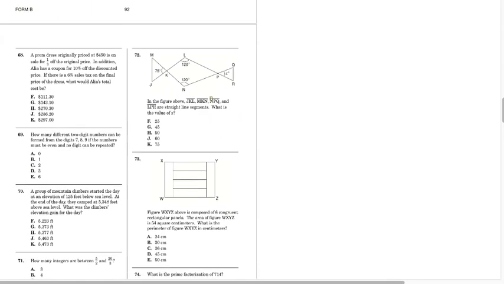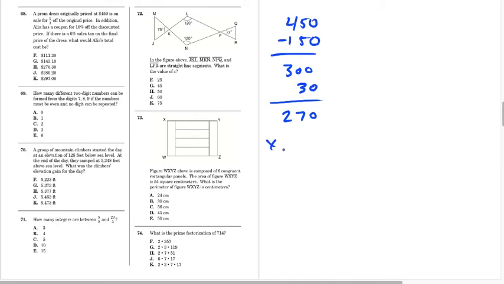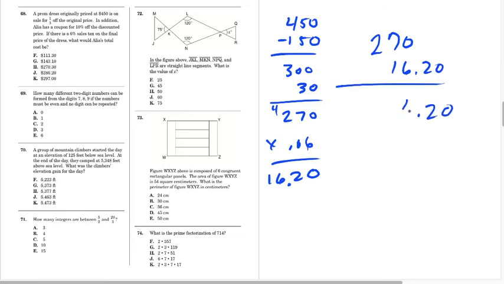Okay, moving on. 68, only 3 questions to go. Stick with me here. A prom dress was $450, it's 1/3 off. Well, 1/3 of $450 is $150. So we just subtract that away and we end up with $300. Okay, 10% more comes off. 10% of 300 is 30. That'll leave us with 270. Now we have to find 6%, so times 0.06. It's going to be $16.20. So we just have to add that back on because that is taxes, and taxes you have to pay for. So that gives us $286.20, which is answer J.